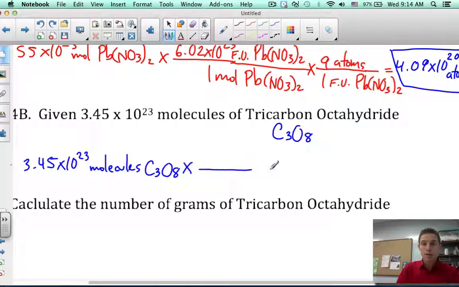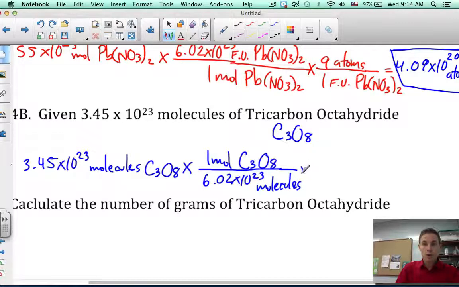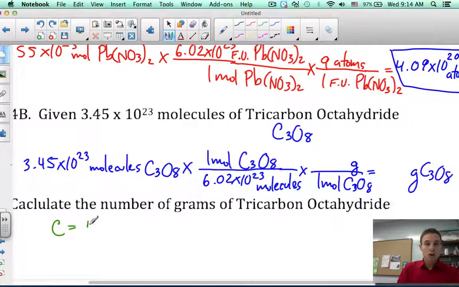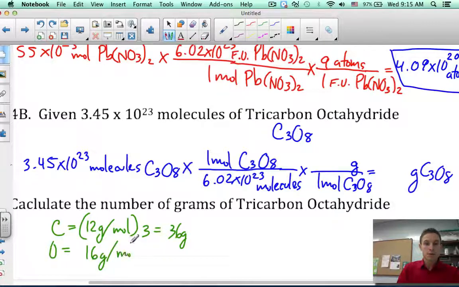What I'm going to do is first figure out how many moles I have of C3O8, because I can't convert molecules into grams. I can convert moles into grams. So I have 6.02 times 10 to the 23rd molecules per 1 mole of C3O8, and then for every mole of C3O8, I have a certain number of grams. How do I find the number of grams? All you do is find the molar mass. Carbon equals 12 grams per mole, so you multiply that times 3, and that gives you 36 grams. Oxygen equals 16 grams per mole, multiply that times 8, because there's the 8 and there's the 3.